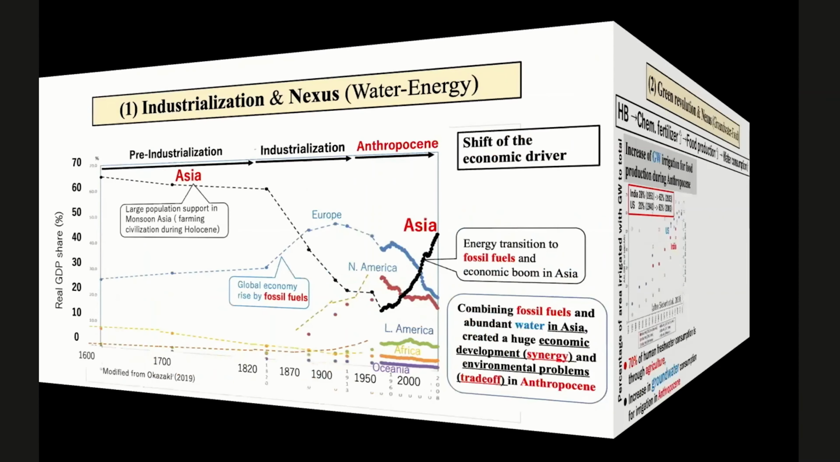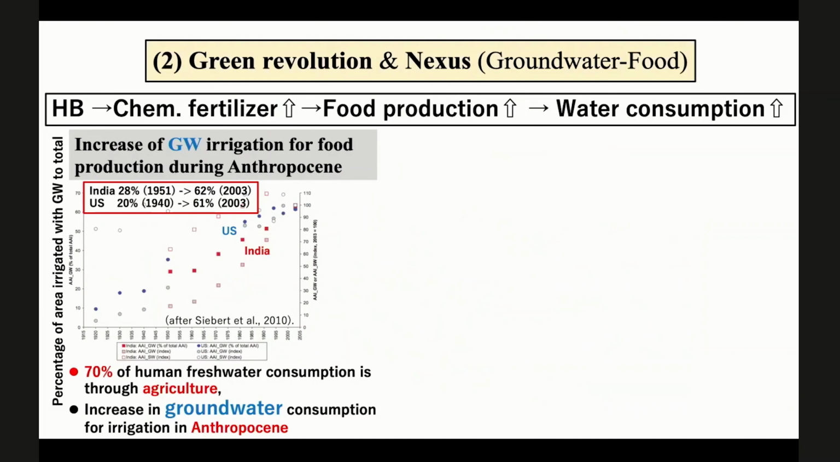If we look at another historical revolution, such as the Green Revolution, and the groundwater issue related to food: as you know, the Haber-Bosch method can make artificial chemical fertilizer, so we could increase food production. Then we can reduce poverty. On the other hand, we need a lot of water for food production.